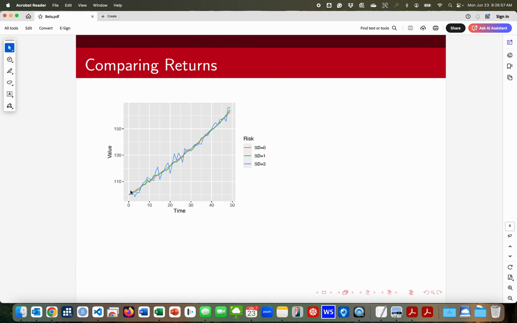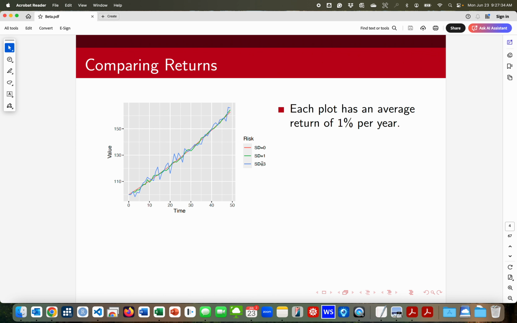So all three of these have an average return of 1% a year. So on average, we're getting 1% per year. Again, this is compounded. I know it looks fairly linear, but it's not perfectly linear. So we're getting a 1% return every year. The red line has a standard deviation of 0, so they get 1% every year. The green line has a standard deviation of 1%, so it's a return of 1% with a standard deviation of 1%. So sometimes it's higher, sometimes it's lower. So notice we see some deviations around that line.